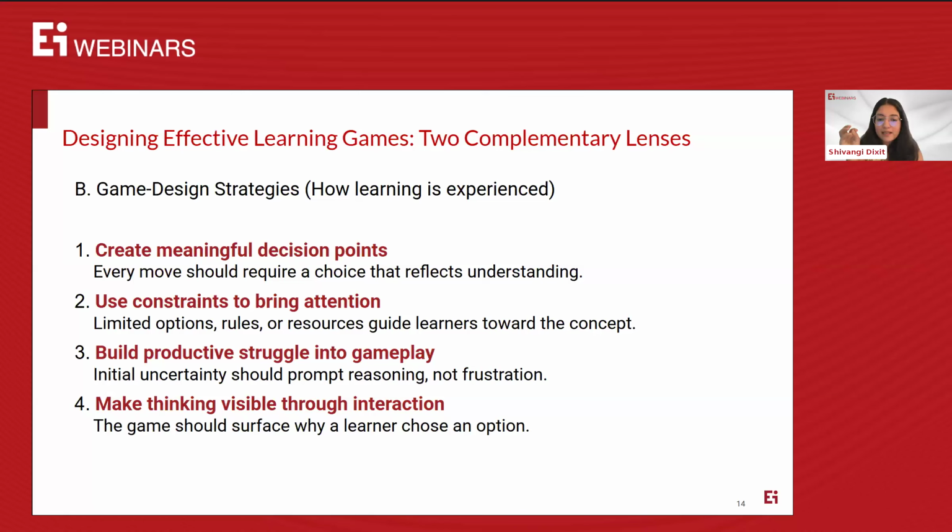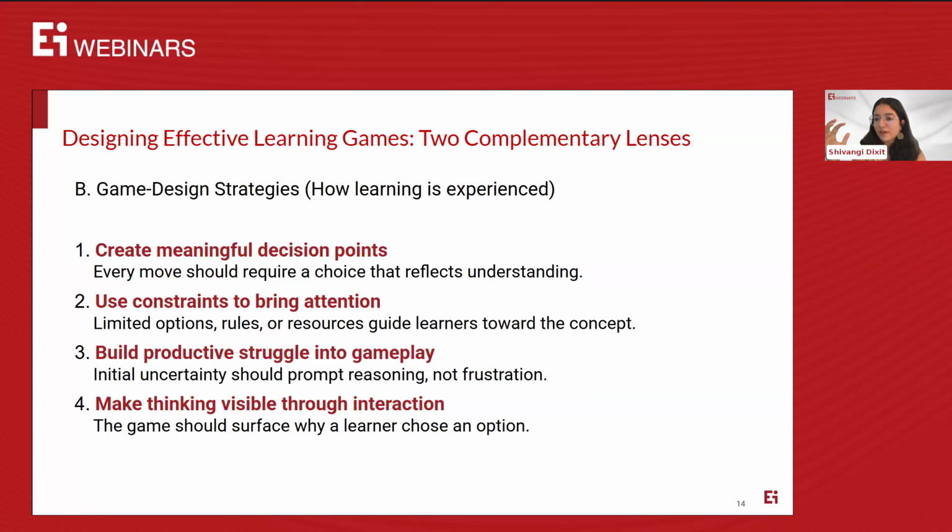We have to make thinking visible, right? Which means that the game should tell you why a learner chose an option. Now, if any of you has used the MindSpark English, either a math platform or an English platform or an AIDT platform, we make it a point to show why a learner chose what they chose, right? So if I choose a correct answer, I get an explanation. If I choose an incorrect answer or incorrect option, I get an explanation, right?